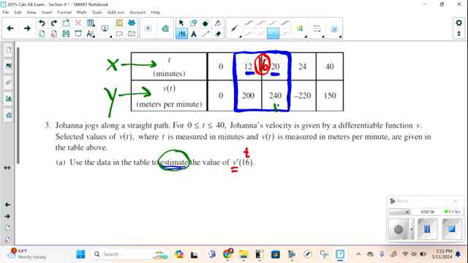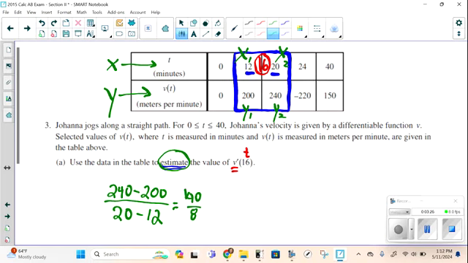So y2 is 240 minus y1, which is 200, over x2, which is 20, minus x1, which is 12. Now, don't be scared, kids. I know we don't get a calculator, but that's 40 over 8. That's not 90, that's 40. That's 5. Do I need a label?